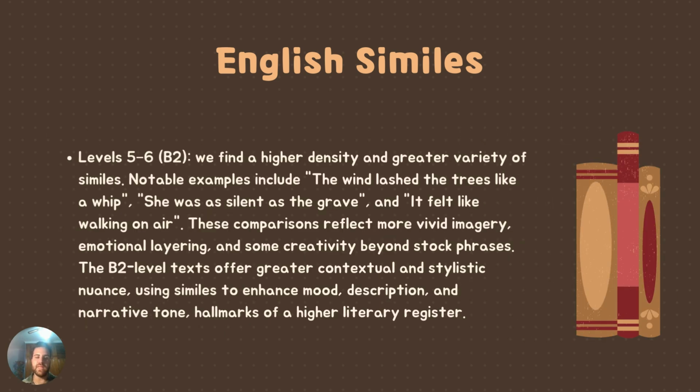For the fifth and sixth levels, approximately B2, we find a higher density and greater variety of similes. Notable examples include the wind lashed the trees like a whip, she was as silent as the grave, and it felt like walking on air. These comparisons reflect more vivid imagery, emotional layering, and some creativity beyond stock phrases. The B2 level texts offer greater contextual and stylistic nuance, using similes to enhance mood, description, and narrative tone, hallmarks of a higher literary register.